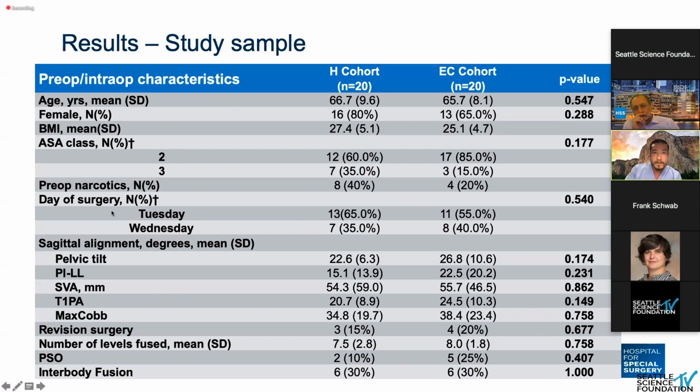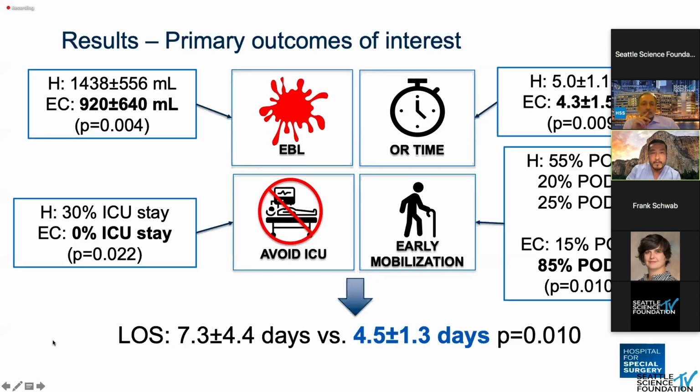You can see here that our propensity matching was effective, so no significant difference in the patient demographics for the variables that we listed here. But we were able to be effective in decreasing these 4 elements that we attacked. The blood loss was down by about half a liter. The operative time was down from 5 hours to 4.3 hours. And the ICU stay was down to 0% for these patients.